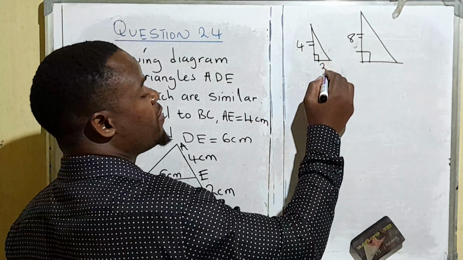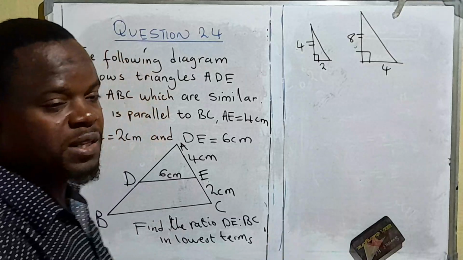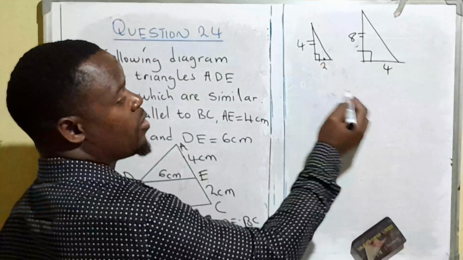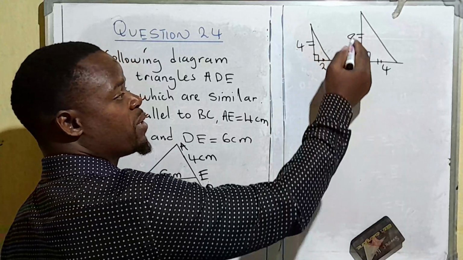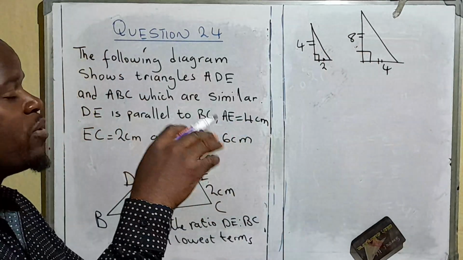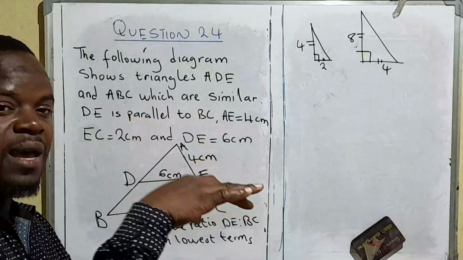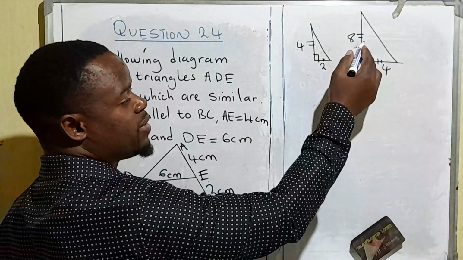Then here we have 2, then here we have a 4. You see that? This side corresponds to that side. This side corresponds to that side. Now what we're going to do is this. We're going to pick the corresponding sides' dimensions. So this side corresponds to that one, right?